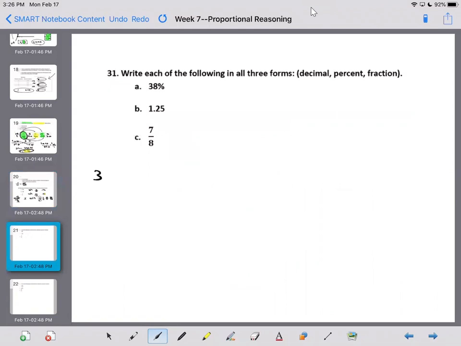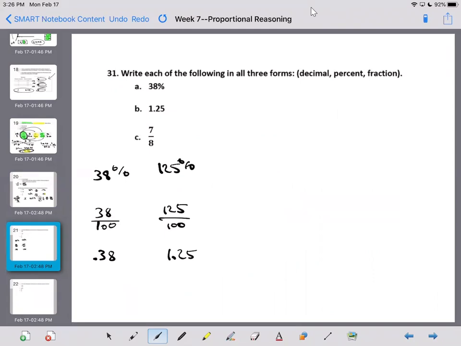38%, we would say 38%. That would be 38 hundredths as a decimal. 1 and 25 hundredths. Well, we know that this is more than 1, which means that we're dealing with something more than 100.